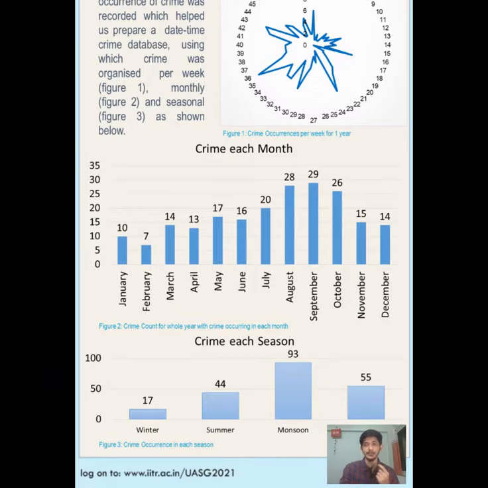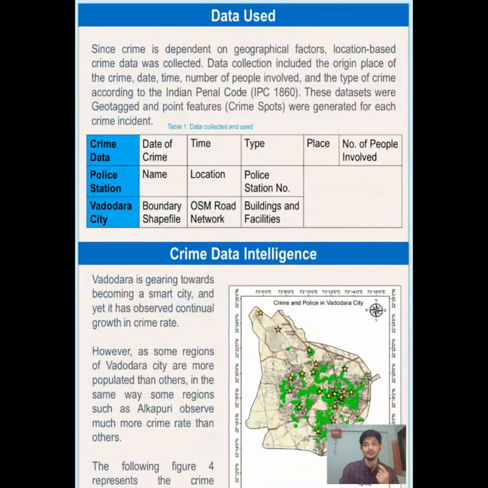Then next, the data used. Since crime is dependent on geographical factors, location-based crime data was collected. Data collection included the origin, place of the crime, date of crime, time of crime, number of people involved, and the type of crime according to the Indian Penal Code.